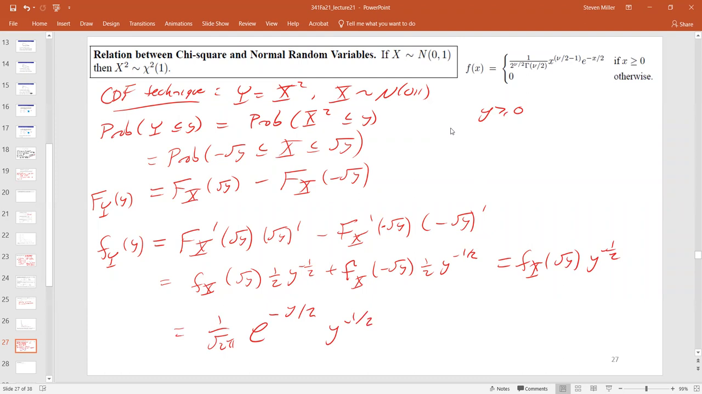Because f_X is symmetric, f_X is even, because it's the density of the standard normal. And so because it's the density of the standard normal, these align. And now I just plug in, using f_X of x is 1 over square root of 2 pi e to the negative x squared over 2, and I'm just evaluating. And I can write y to the negative 1/2. I can write this as 1 over 2 to the 1/2 gamma 1/2. And then upstairs, I'll just do y to the 1/2 minus 1 e to the negative y halves.